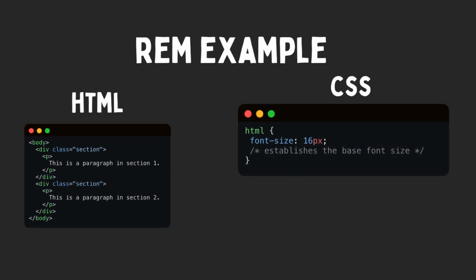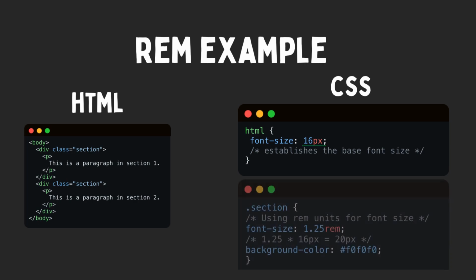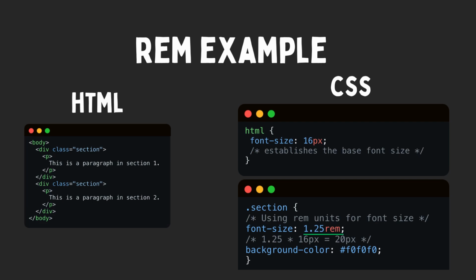The HTML has been given the font size of 16 pixels. This sets the base font size for the entire document. By convention, 1 REM is equivalent to the font size of the root element, which is set to 16 pixels here. In the section class, the font size is set to 1.25 REM. This means the font size will be 1.25 times the size of the root element's font size. Since the root font size is 16 pixels, 1.25 REM translates to 20 pixels.